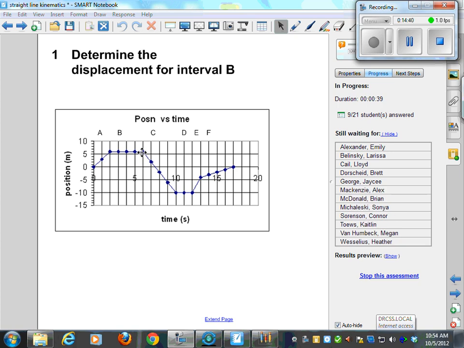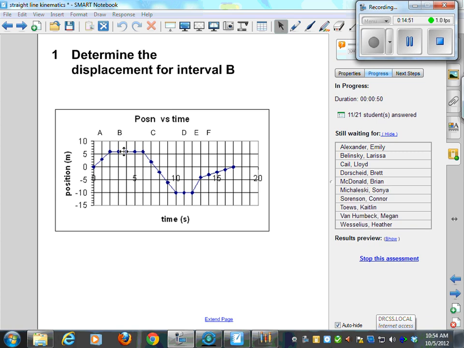What's my position at the start of the interval? 6. What's my position at the end of the interval? 6. Have I moved? Which means my displacement is?